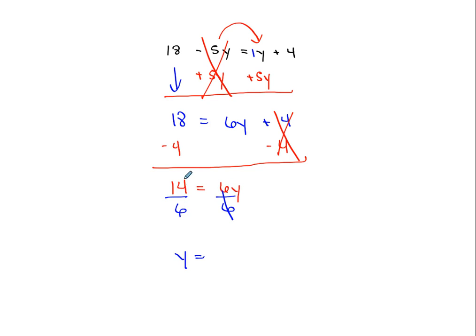14 over 6, to simplify it, we could just leave it as improper for now, but simplify it. 14 and 6 both divisible by 2, leaving me with 7 over 3, or 2 and 1/3. But for our purposes, 7 over 3 will be perfect.